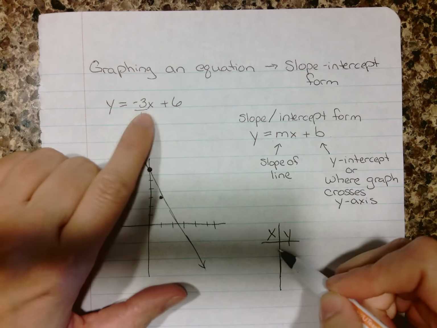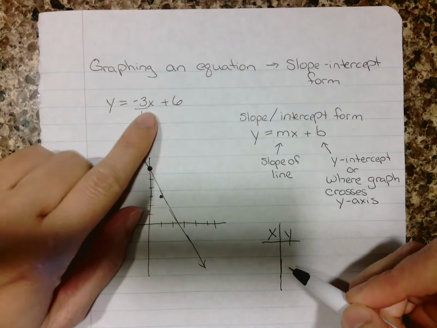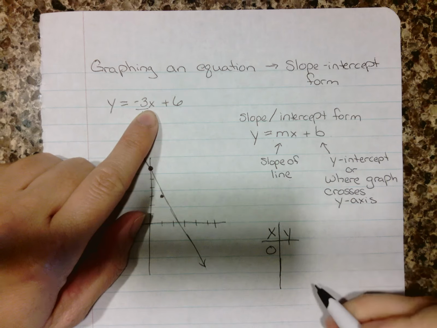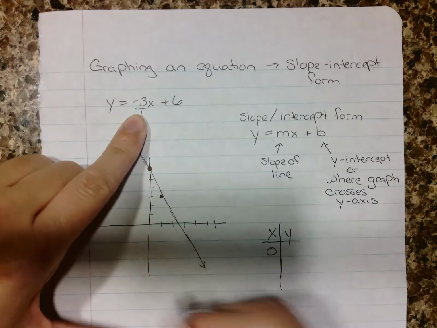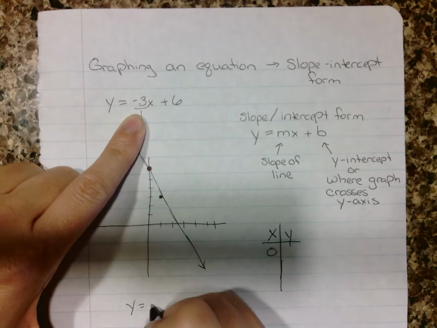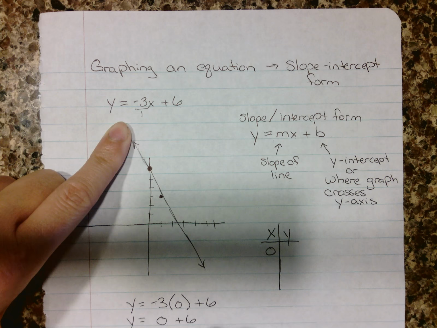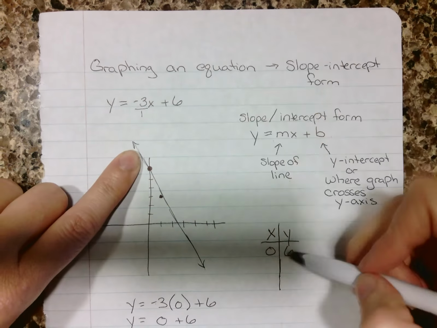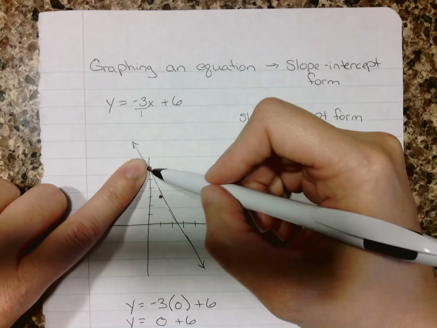We can put values in for either x or y and solve for them. So if I put, for example, a 0 in for x, I can go negative 3, y equals negative 3 times 0 plus 6. So I'm just solving for my unknown, which is y. So negative 3 times 0 is 0 plus 6. So my y ends up being 6. Again, that is where my y-intercept is.